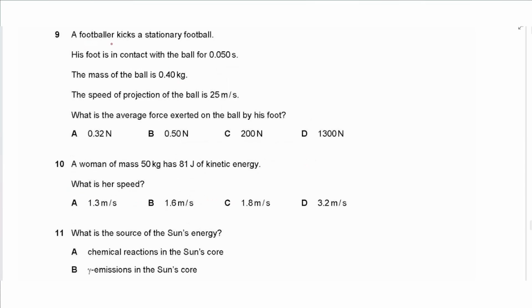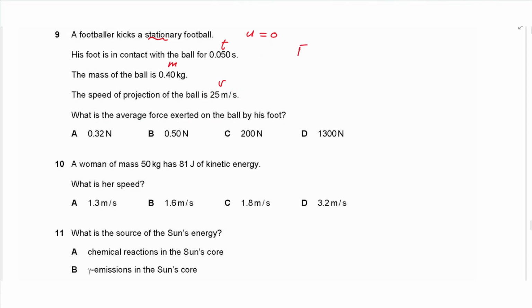Question 9 says a footballer kicks a stationary football. His foot is in contact with the ball for 0.050 seconds. The mass of the ball is 0.40 kilograms. The speed of projection of the ball is 25 meters per second. So this is the final velocity, and stationary means that the initial velocity is 0. What is the average force exerted on the ball by his foot?